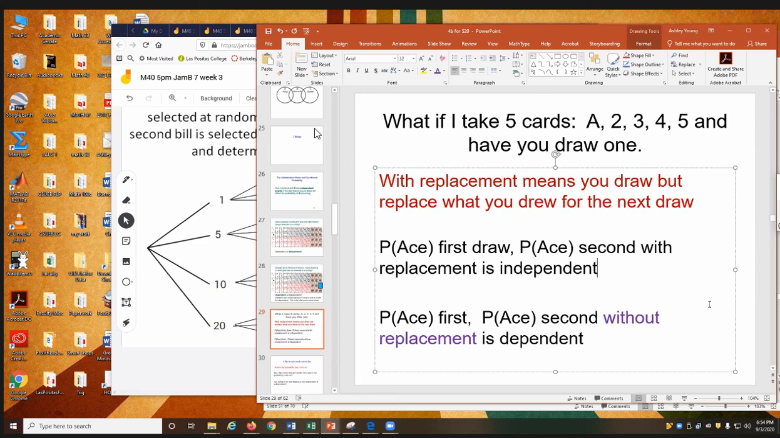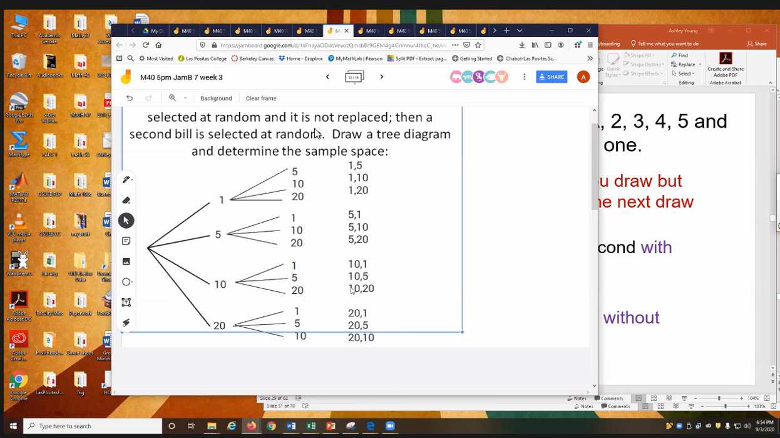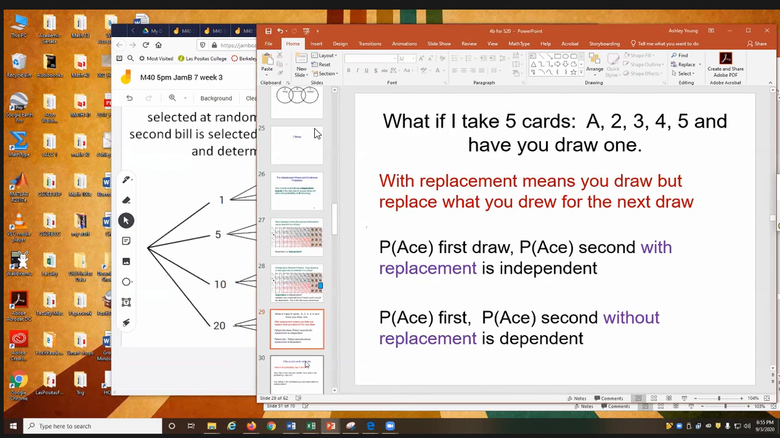With replacement is independent. So before, with these ones over here, we did not replace them. So these are dependent. Do you see that? We didn't replace the cards in between, the bills in between. So the probabilities are not the same. Okay.